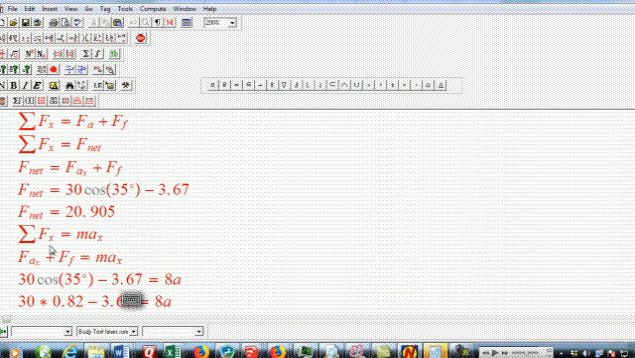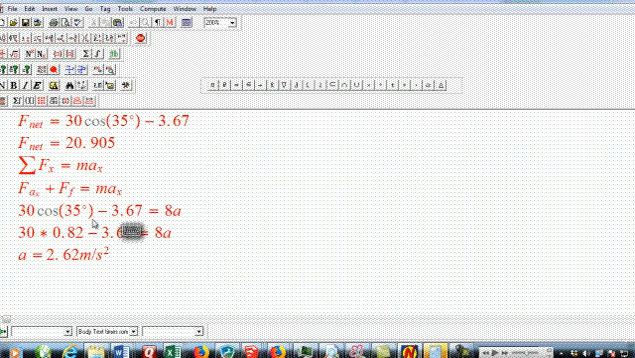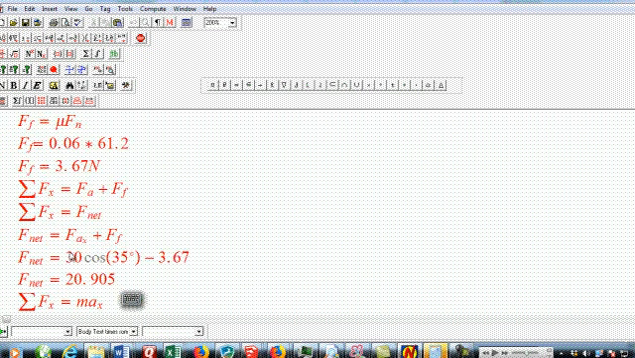Go back and sigma Fx equals Max. Fax plus Ff equals Max. You know, 30 cosine 35 is the x component of the force applied, minus 3.67, be careful because it's going negative, opposite of motion, equals 8a because that's the mass. I know cosine of 35 is 0.82. Put that in the calculation, acceleration turned out to be 2.62.